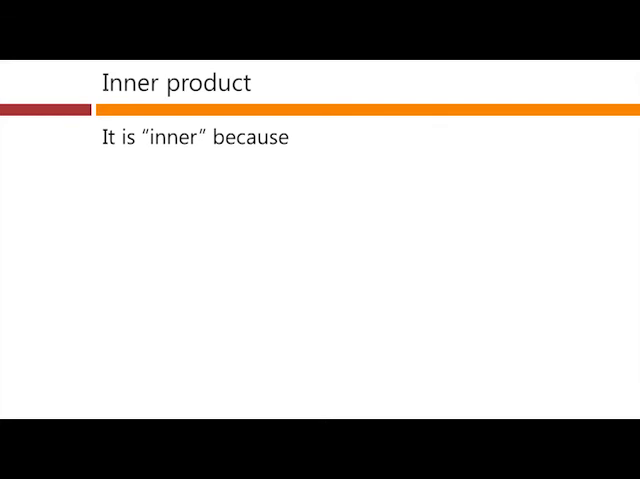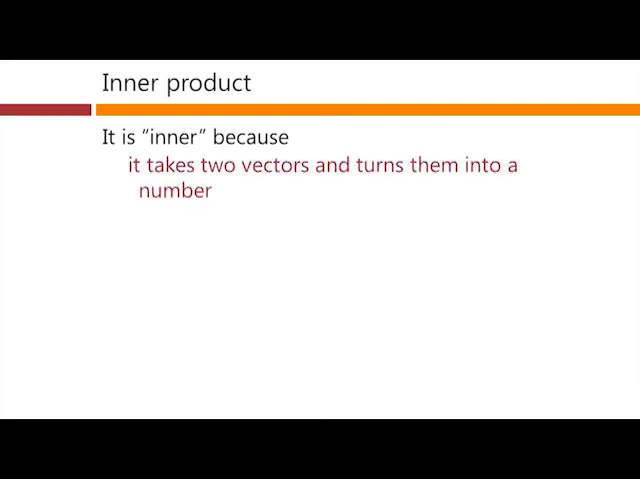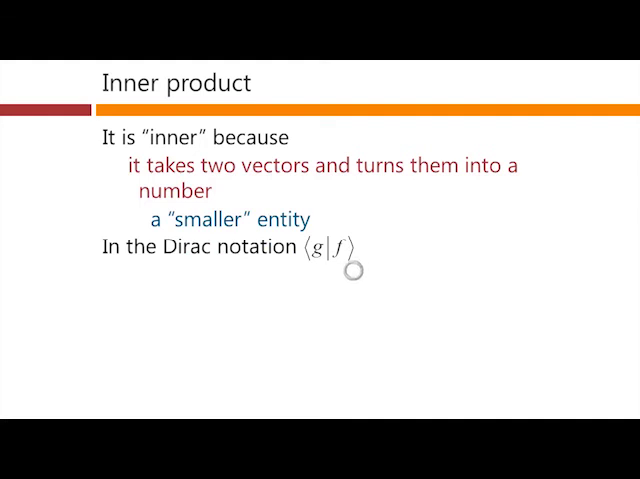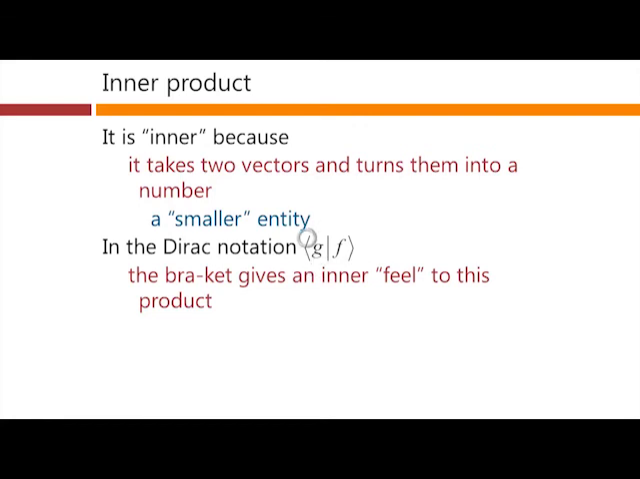The inner product is inner because it takes two big things, vectors, and turns them into just a number. It's a smaller entity, if you like. In the Dirac notation, for this inner product here, the notation gives you a kind of inner feel. There's a kind of enclosure going on here, an inner feel to this product. And later on, we'll see what an outer product is, by the way.